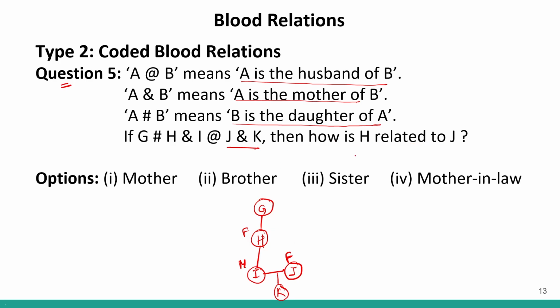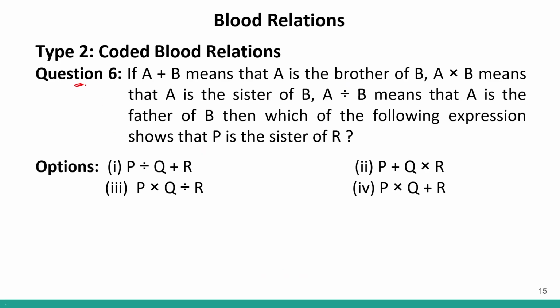So gender of G is also unknown and gender of K is also unknown. Now let us look at the question. The question asks, how is H related to G? So H is over here and J is over here. So how is H related to J? H is the mother-in-law of J because H is the mother of I and I is spouse of J. So answer would be option number 4, mother-in-law. Clear? Okay.